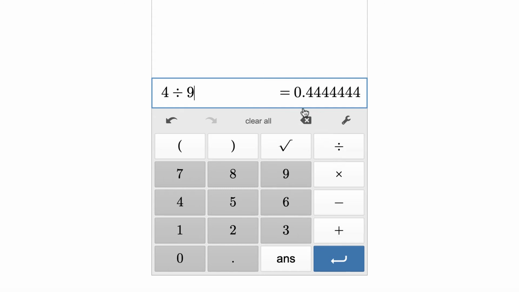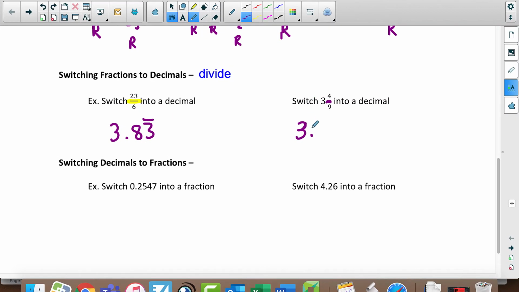It is 0.444444444. So don't put 0.4444, remember. We already have the 3 there. So we need the 0.44444, don't we? So 4 repeating, and we're done. So that's how to switch to decimals.